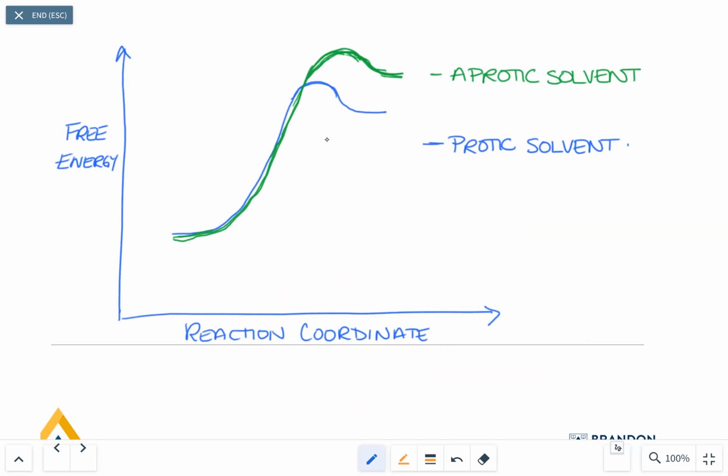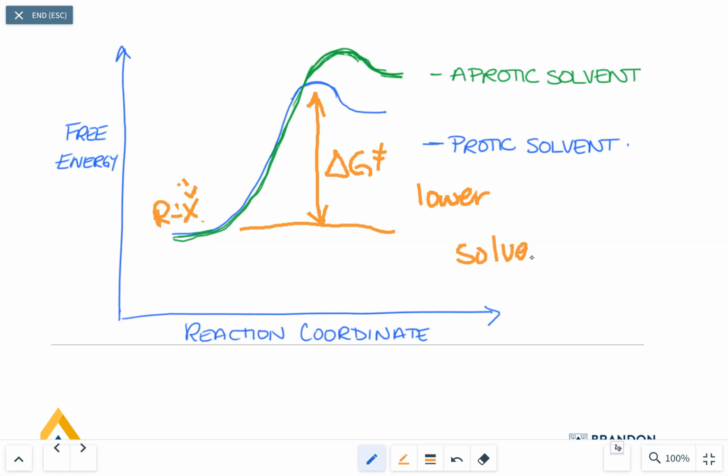The solvent can stabilize that anion as it's leaving, and it's basically stabilizing that transition state. So in an SN1 reaction in a protic solvent, the activation energy in the rate determining step, delta G dagger, is lower because the solvent helps break the Rx bond. So the solvent can help stabilize that transition state to break that Rx bond.